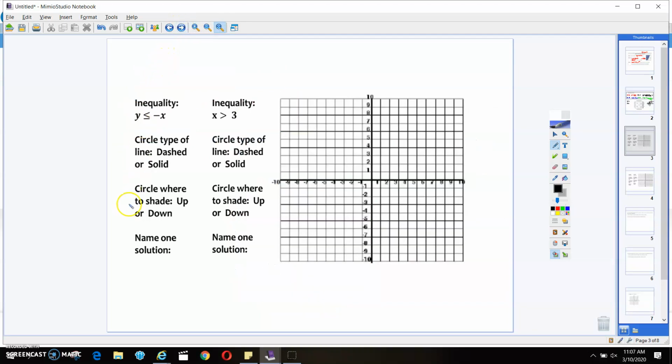All right, so go ahead and flip the page. So you've got two inequalities, and we're actually going to graph these two inequalities on the same graph. So first thing that we want to do is write it out into y equals mx plus b format. So on this first one, we would have y equals negative x. Pretty simple. Looks like the inequality, but there's an equal sign in between.